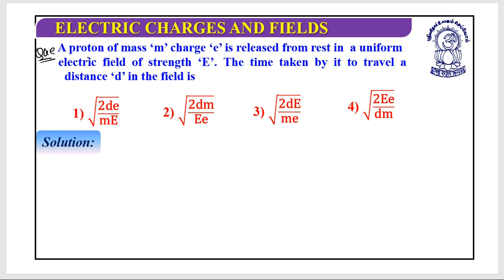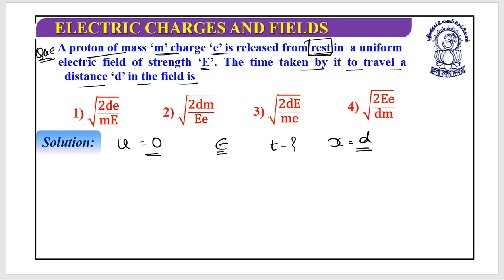A proton is there which has a mass of m and charge of e. It is released from rest, so u equals 0, in a uniform electric field of strength E. The question is the time taken by it to travel a distance d in the field. What you require is a time t so that your particle can travel a distance d.